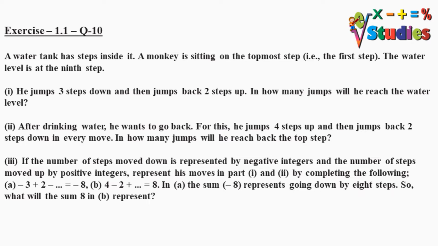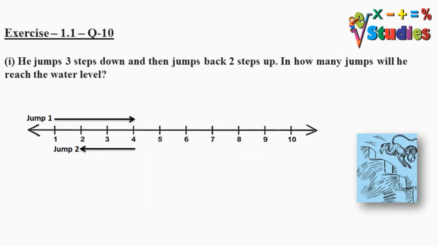The third one is, if the number of steps moved down is represented by negative integers and the number of steps moved up by positive integers, represent his moves with the help of showing the sum. Let's solve these questions one by one.